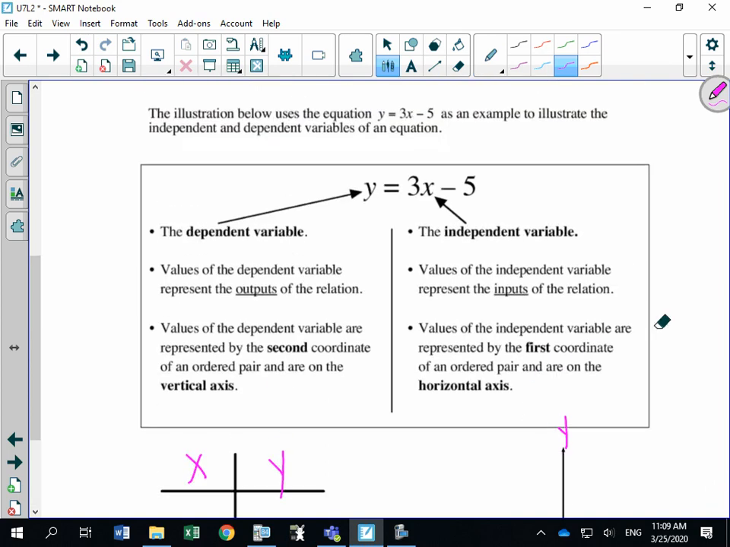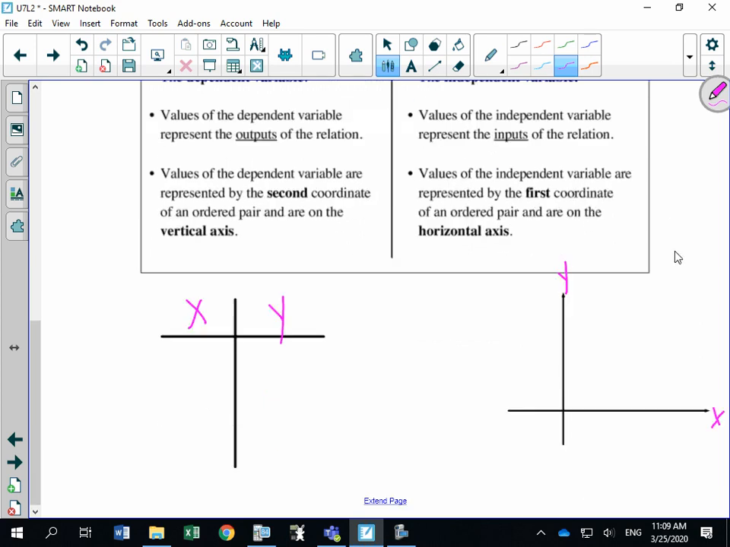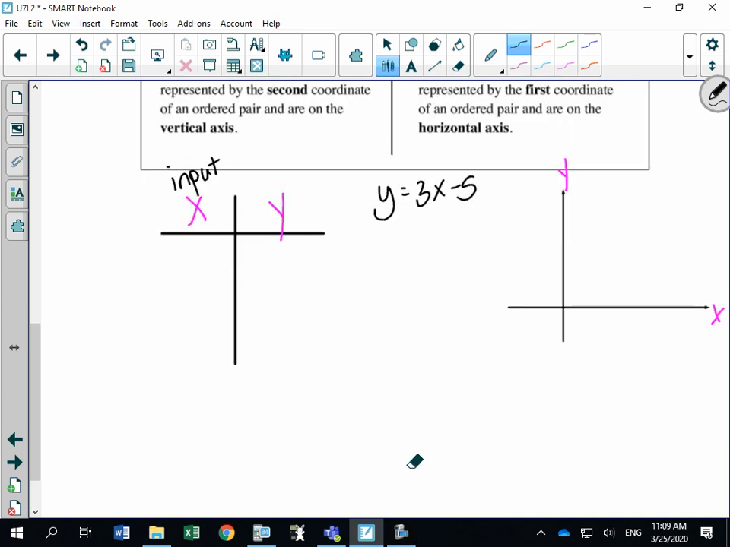Okay, they give us an equation. Y is equal to 3x minus 5. So I'm going to write that equation down. Remember that x is your input. What that means is I could pick numbers for x, and I'm going to pick the numbers 0, 1, 2, and 3. And I could input those numbers in for x. And whatever the answer is, that's my output. That's y.